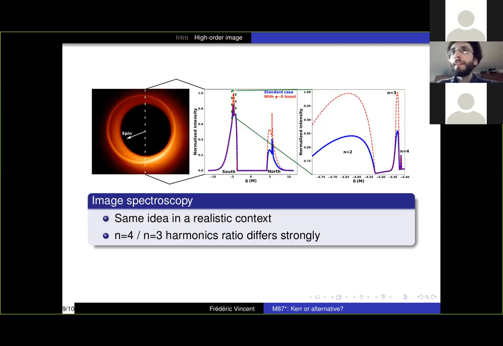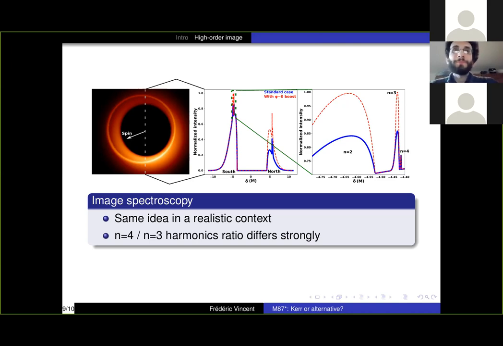What I stressed is that if you compare the n equal 4 to n equal 3 ratio, the ratio of the intensity of these subrings, you see that they differ. Here the blue and the red are the same, and here the blue and the red are not the same. So of course the ratios are not the same. It means that it really depends on what kind of emission you have in your accretion flow. I mean, the image spectroscopy depends on the emission model that you consider. It's not purely dictated by gravitation. I hope that this is clear. Yes, thanks.